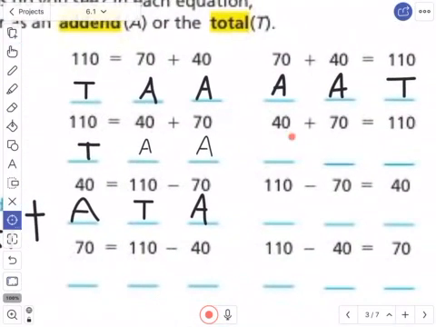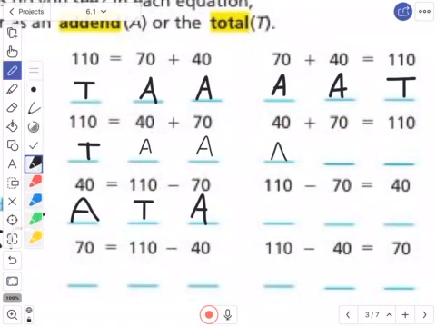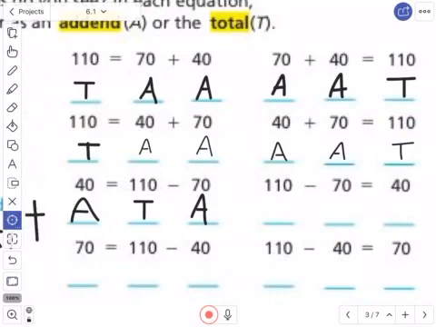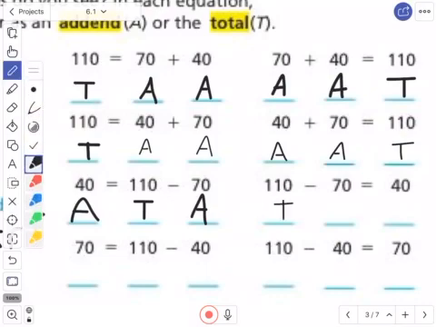Next one here. 40 is an addend, 70 is an addend, and put those together to get your total, 110. I'm going to go to my subtractions. Well, 110 is my total. I take away one of the addends, 70, and then I still have 40 left as one of my addends.